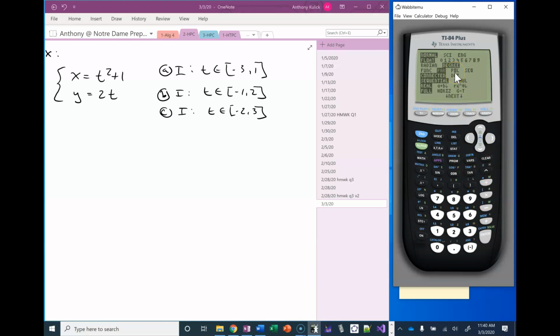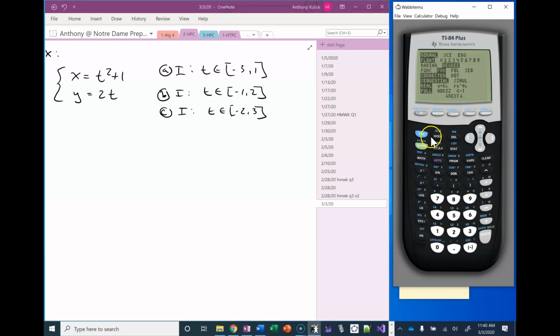POL is short for polar. We'll use that a little bit later this chapter. And SEQ is short for sequential. We don't do that in this class. Everybody okay there?